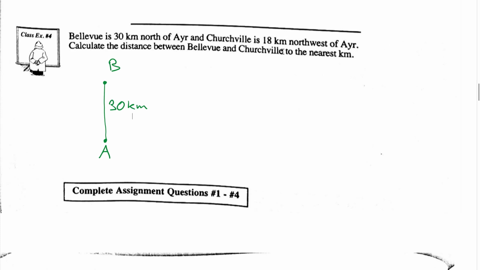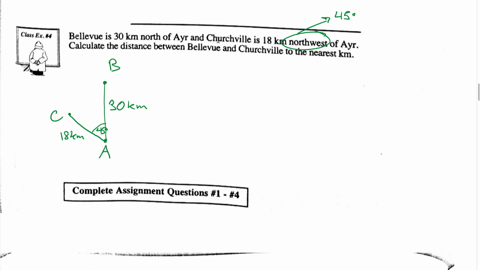Then Churchville is 18 kilometers northwest. Whenever they say northwest, that means exactly 45 degrees in the northwest direction. So Churchville, which I'm going to label with a capital C, this distance right here, if I can draw a straight line, is 18 kilometers. And this angle right here is 45. That's what northwest means, exactly 45 degrees.